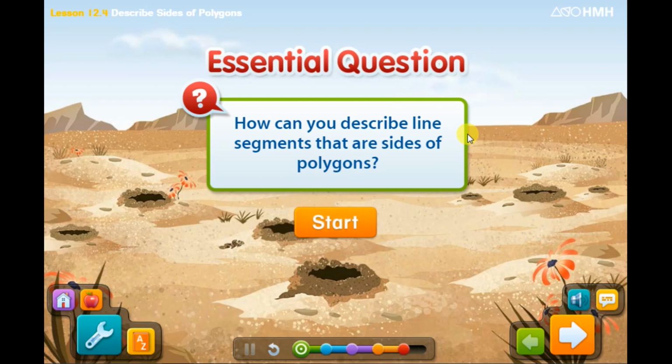Lesson 12.4. Our essential question is, how can you describe line segments that are sides of polygons? And we said before, polygons are shapes. They are plane shapes, consist of line segments, and should be closed shapes, right? And can be drawn on any flat surface. This means they're plane shapes, right? Okay, and line segments are part of a line with a known starting point and ending point. So today we're going to learn how to describe these line segments that form a shape. So let's start and see.